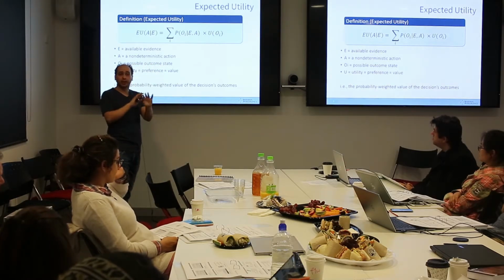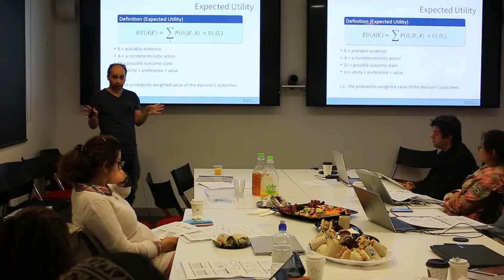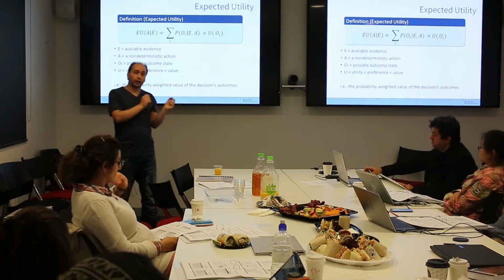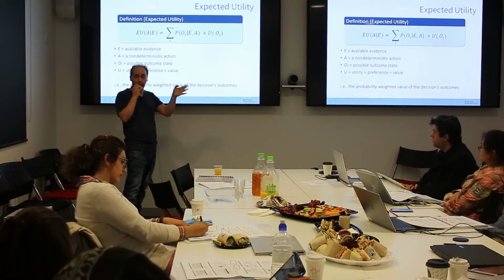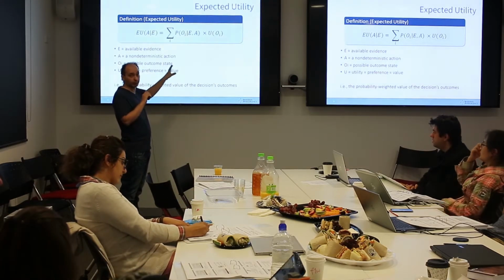So you've got all these values, and they have nothing to do with the probability of those outcomes. But you also have a probability of the outcome. So all we're doing is combining it all to get our expected value or expected utility.